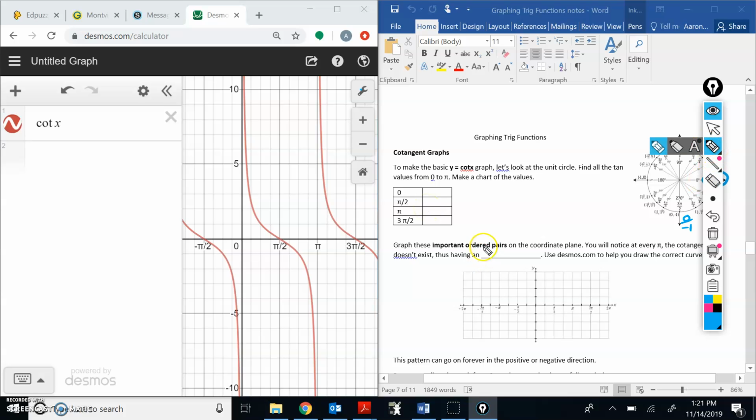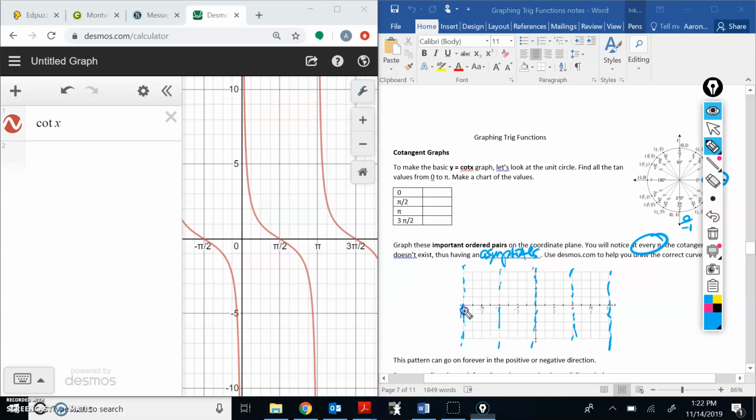So there are asymptotes at every pi value. Graphing it, asymptote here, asymptote here at 2 pi, and we can go in the negative values as well.